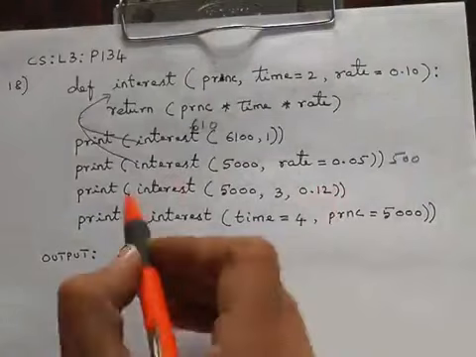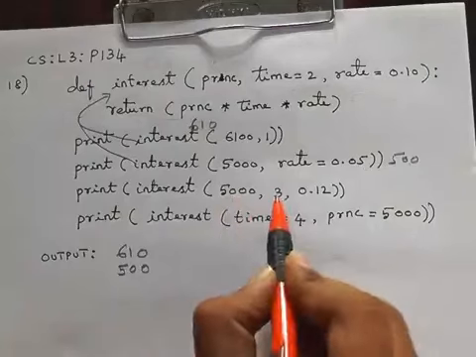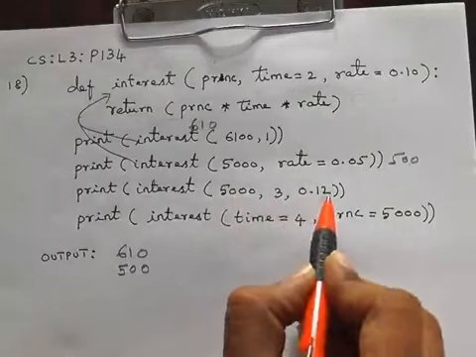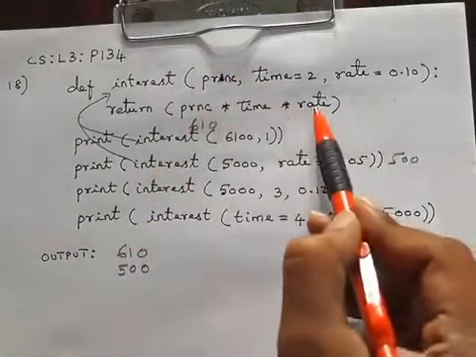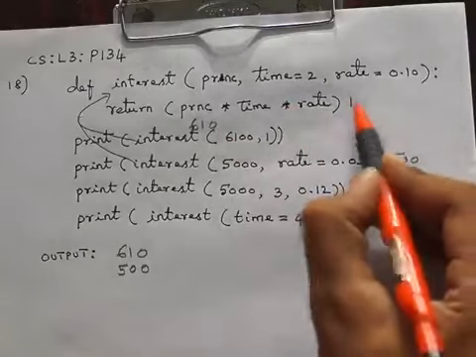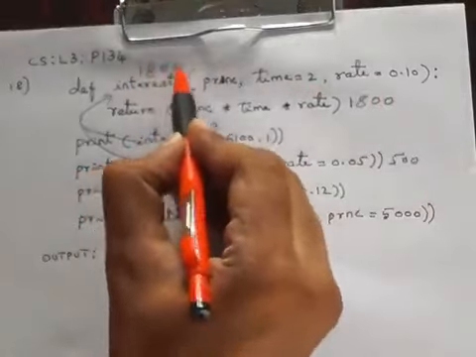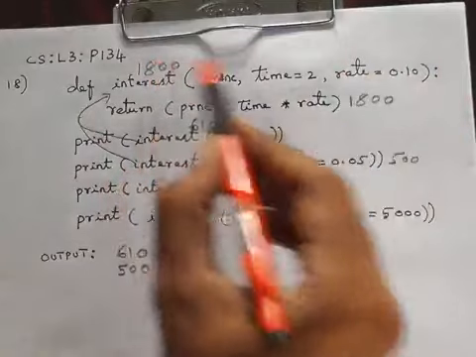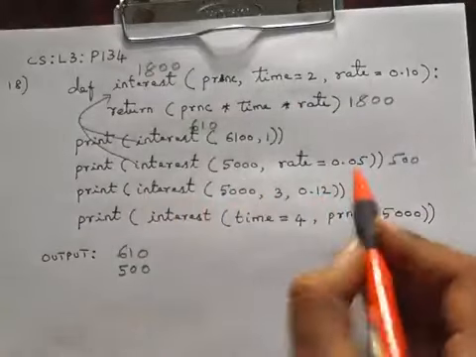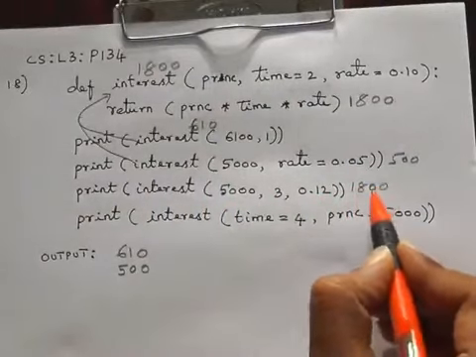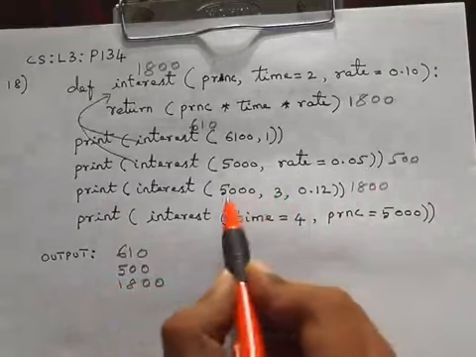Right. Now we are going for the next line. Interest function with 5000, 3, 0.12. So here it will be 5000 into 3 into 0.12. All will be calculated. Finally it returns 1800. So what is the value of interest function? It is 1800. Once this is finished, it will come back to the same position where it came from. What is the value of interest function? It is 1800 and that value will be printed. So 1800. This is very simple.